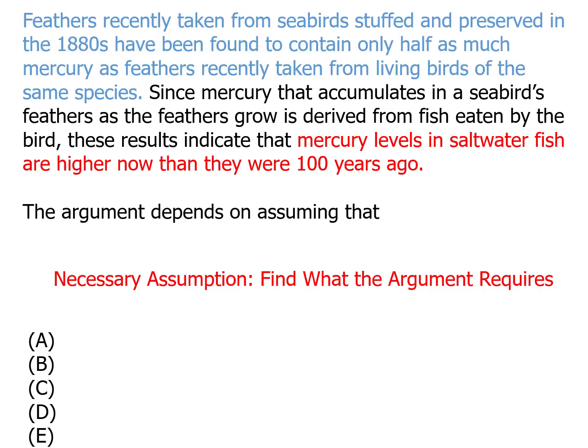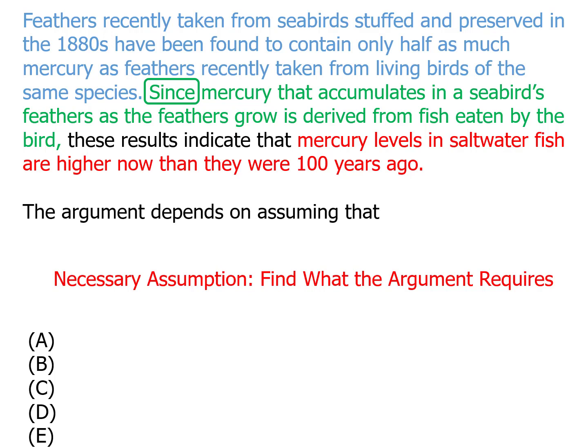They did a study on the feathers of seabirds. They compared seabird feathers from the 1800s and seabird feathers from today, and they found that the ones in the past only had half as much mercury in them as the ones from living birds. Now, the next piece of evidence explains why that study is relevant. Since is an evidence keyword. Since mercury that accumulates in a seabird's feathers as the feathers grow is derived from fish eaten by the bird.